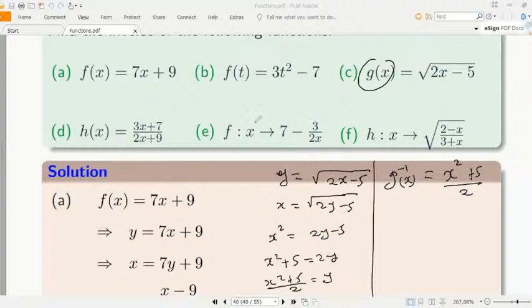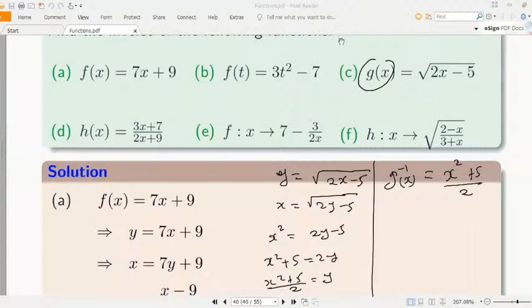Using the same example and substituting, you can compare your result. Most importantly, before you find the inverse, check whether the function is one-to-one. If it's one-to-one, then it has an inverse. If it's not one-to-one, it has no inverse. So you will do that and compare your results with mine.